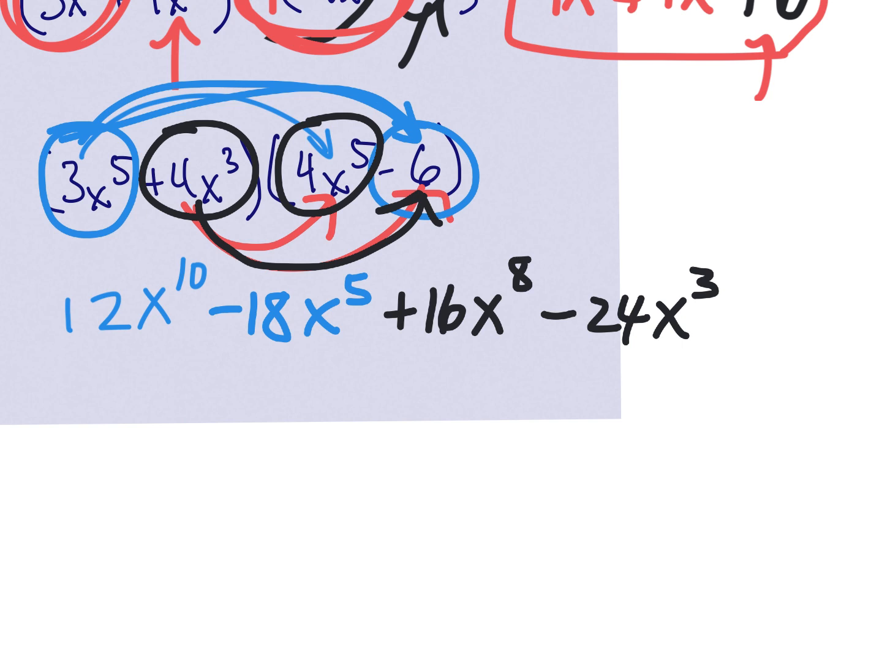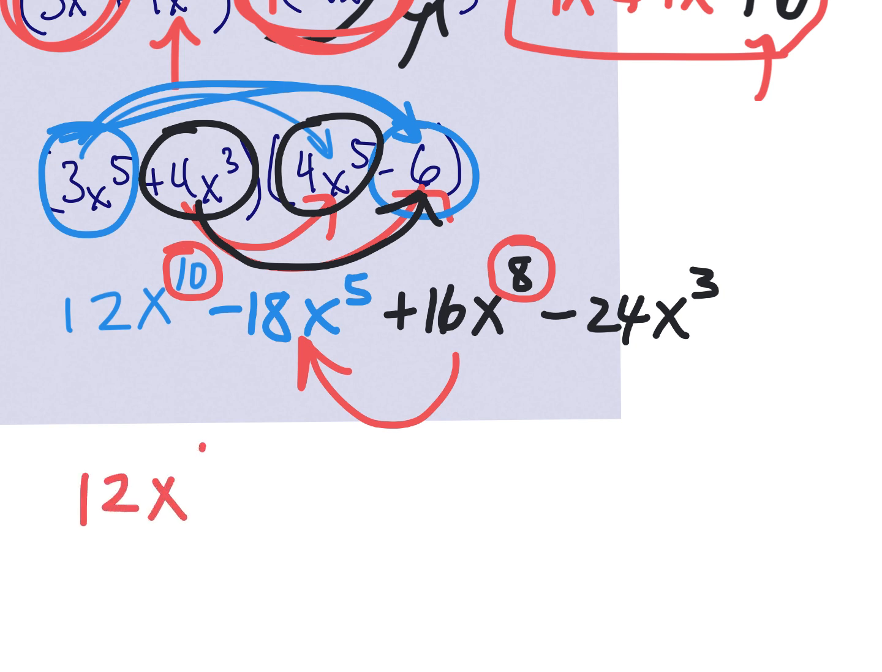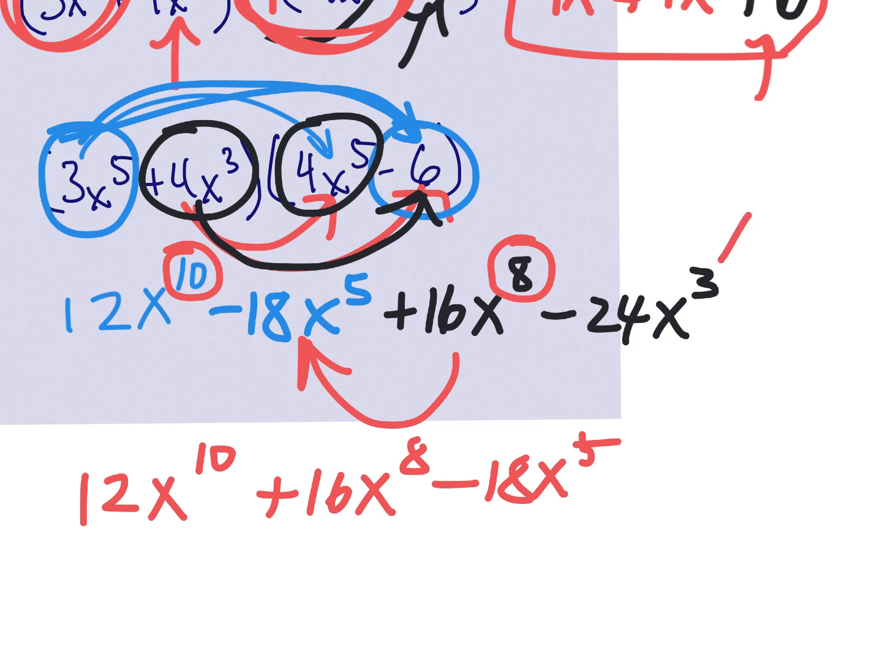Now the only thing that's tricky about this is you have to have them in order from the biggest power to the smallest power. Did you remember that? This is the first one, but this should be the second one. So these two should switch places. So I'm going to rewrite that as my final answer. 12x to the 10th plus 16x to the 8th minus 18x to the 5th, and this to the 3rd power is last, minus 24x to the 3rd.